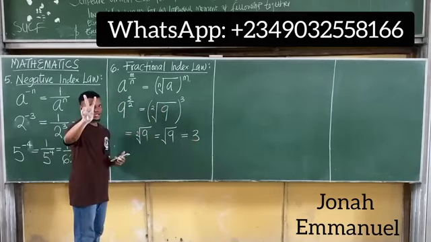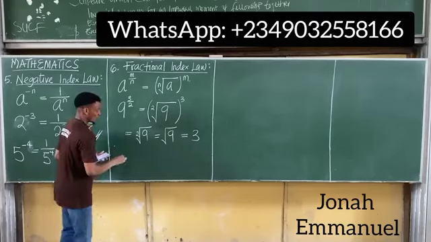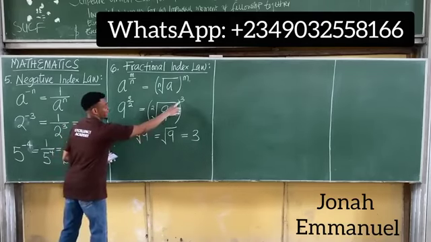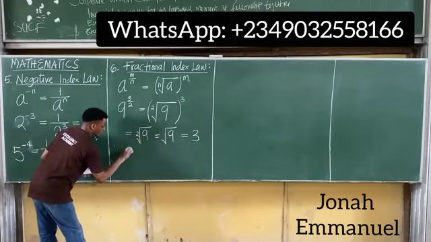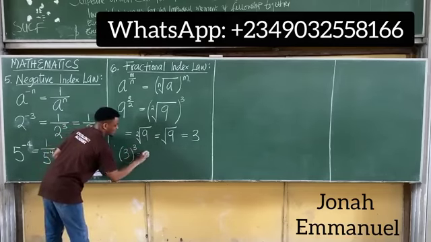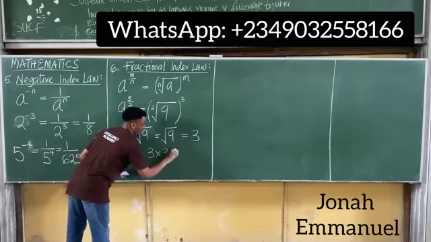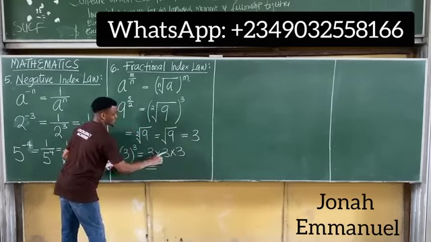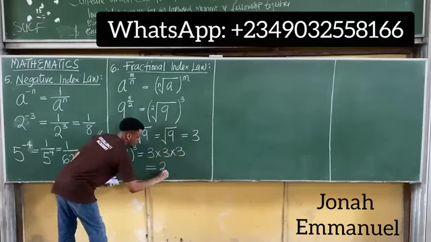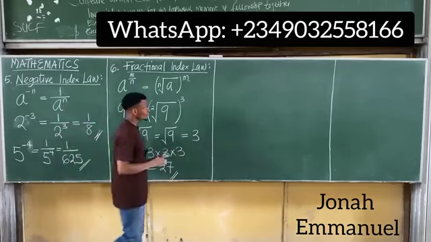Because 3 times 3, that's 3 multiplying itself 2 times, gives you 9. So it becomes this, and they say this one here to power 3. So it becomes 3, which is the second root of 9, to power 3. And that's equal to 3 multiplying itself 3 times: 3 times 3 times 3. 3 times 3 is 9, times 3 is 27. So I have this as my answer.